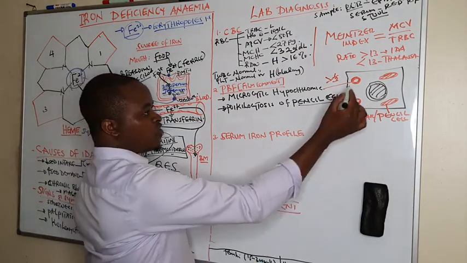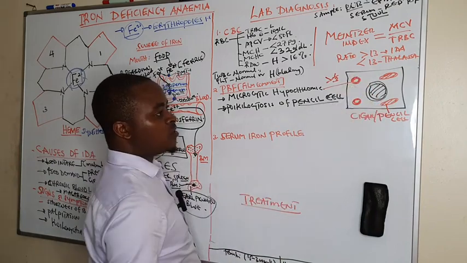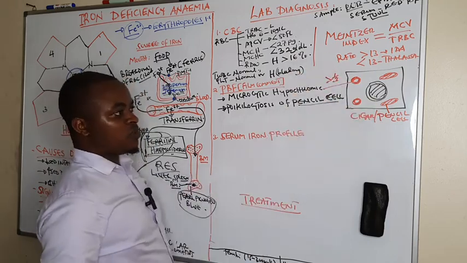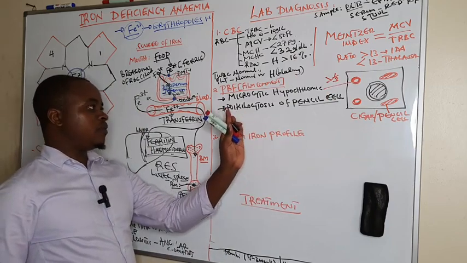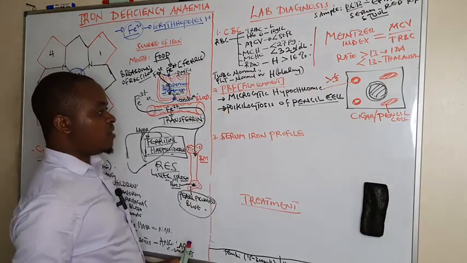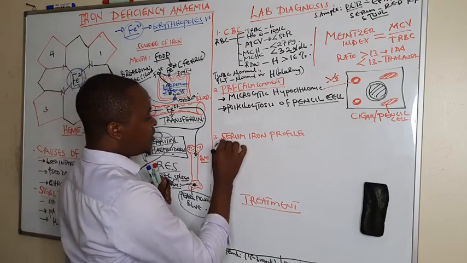Then the others which are normal, they are small in size with large area of central pallor, and small in size compared to the nucleus of a small resting lymphocyte. So these are the key peculiar features we can see under the PBF of iron deficiency anemia. So after looking at that, we can look at also serum iron profile.